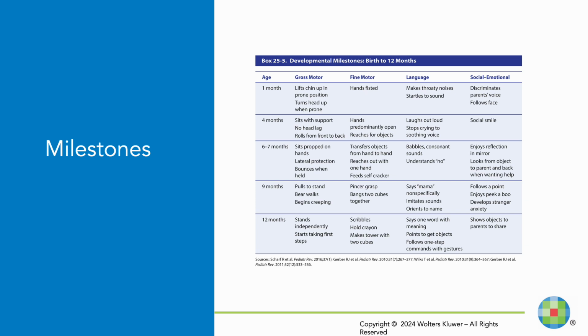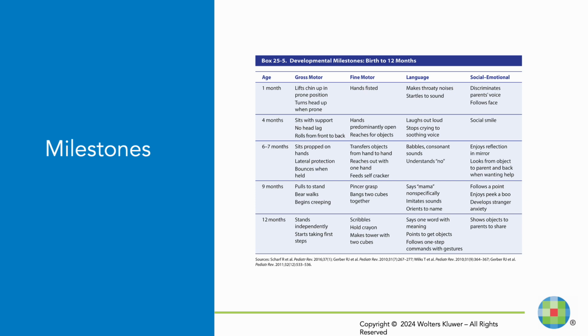At about 4 months of age, they should be able to sit with some support. Their head should not lag. They should roll from front to back. The hands are normally predominantly open at this age. That fine motor movement is developing. They're reaching for objects. When it comes to language, they're able to laugh out loud. They will stop crying to a soothing voice. And oftentimes, kids will display a very social smile.